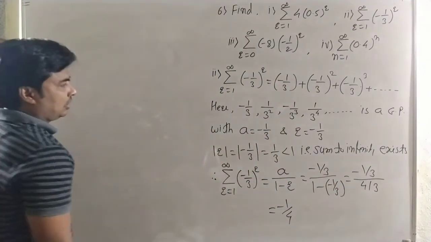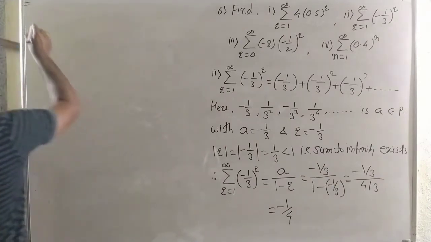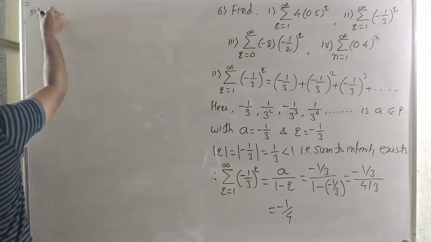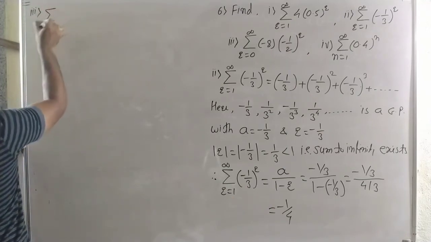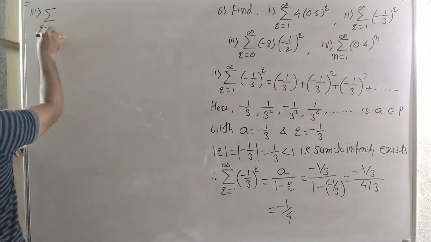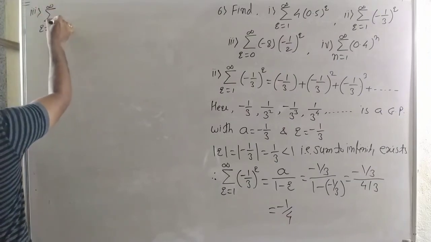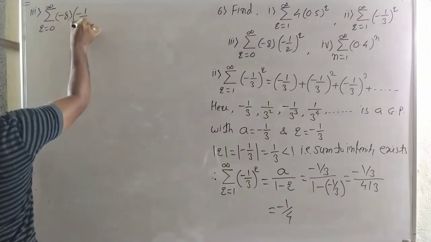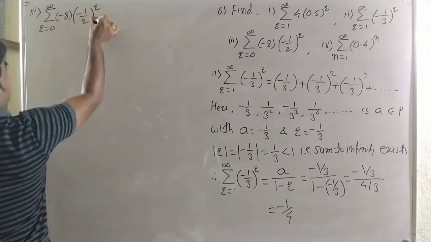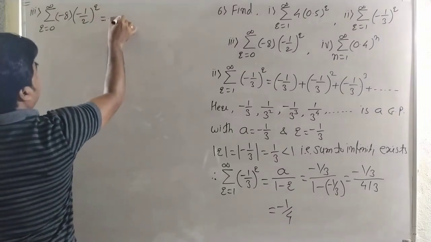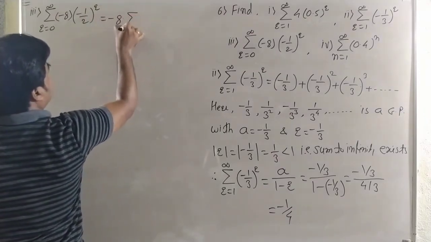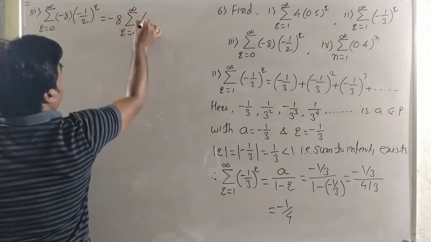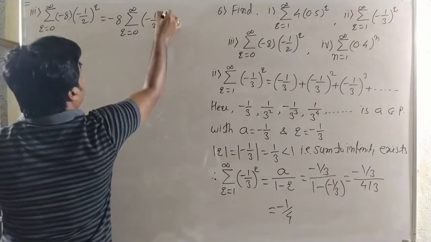Okay. Now we see the third example. Here we take the sum r is equal to 0 to infinity minus 8 into minus 1 by 2 to the power r. This can be written, it is a minus 8 into sum r is equal to 0 to infinity of minus 1 by 2 to the power r.